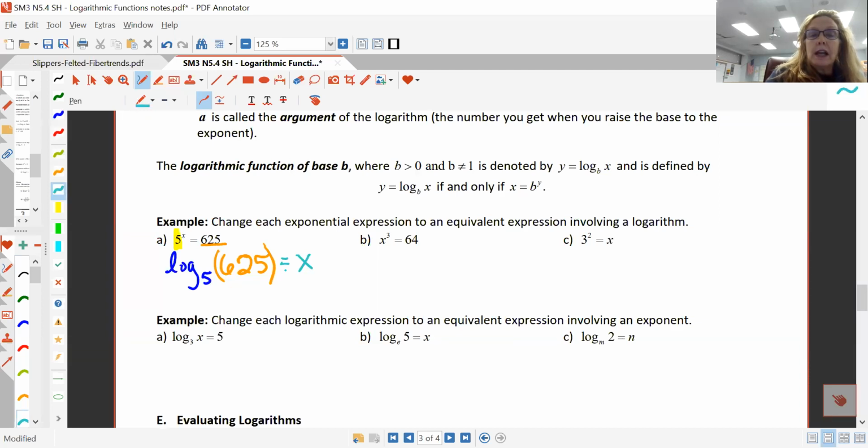So if I look at B, log is my operator. Base is the base, so base is X, base is still X. Exponential base X, logarithmic base X. Log base X of what? Well, of 64. And what does that equal? That equals my exponent.